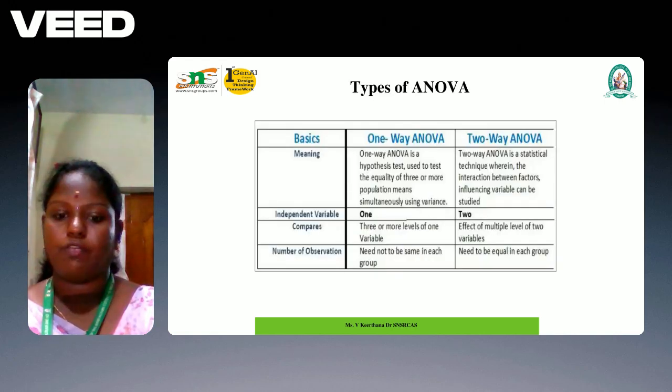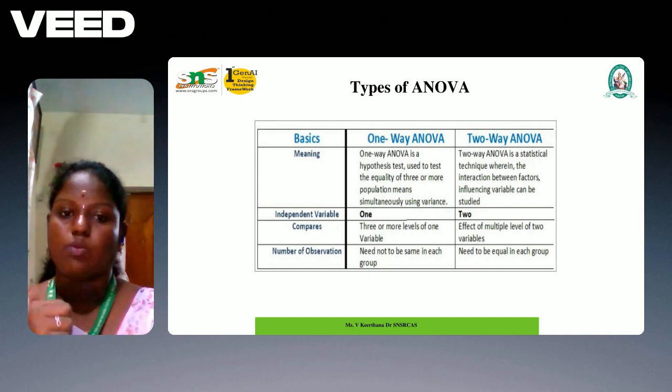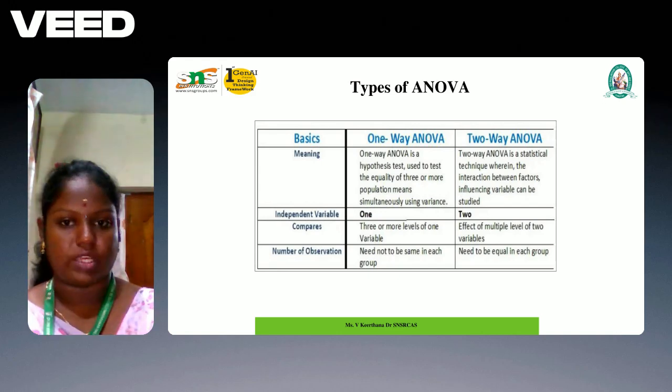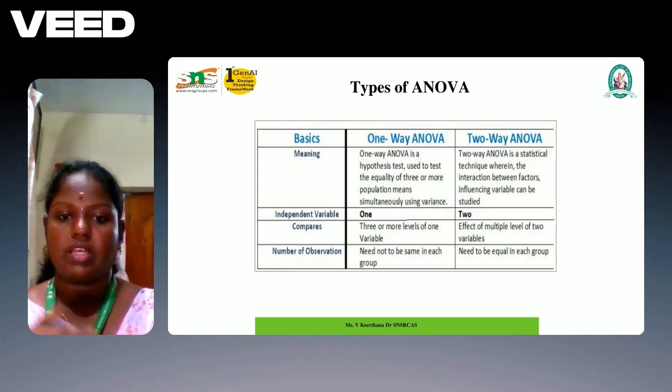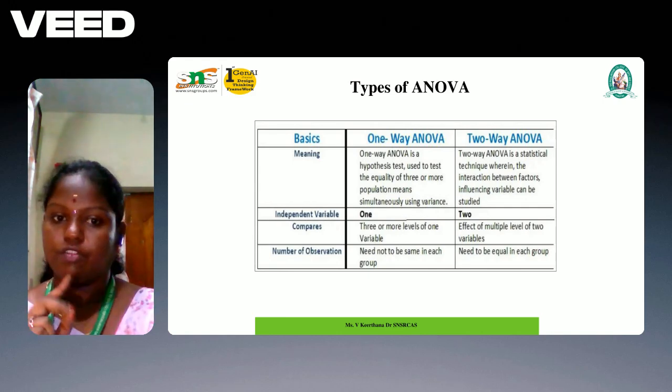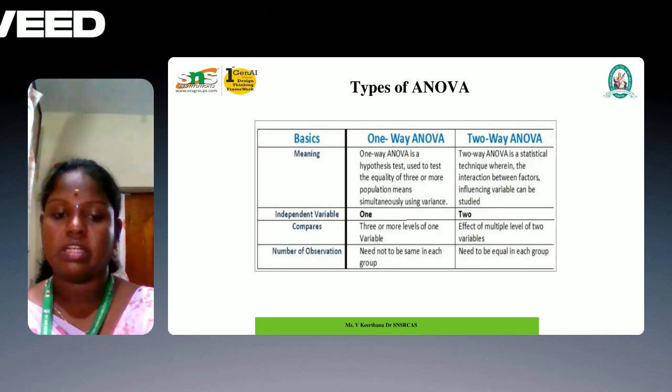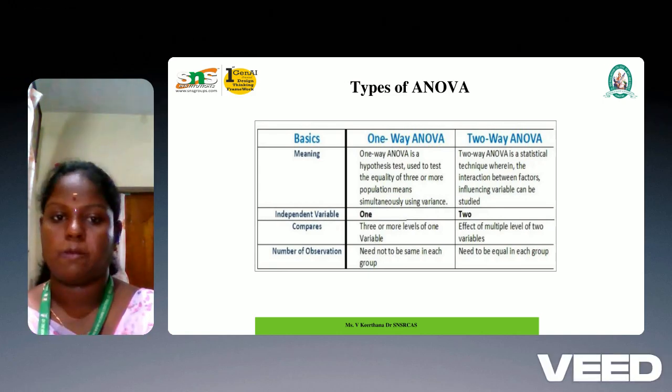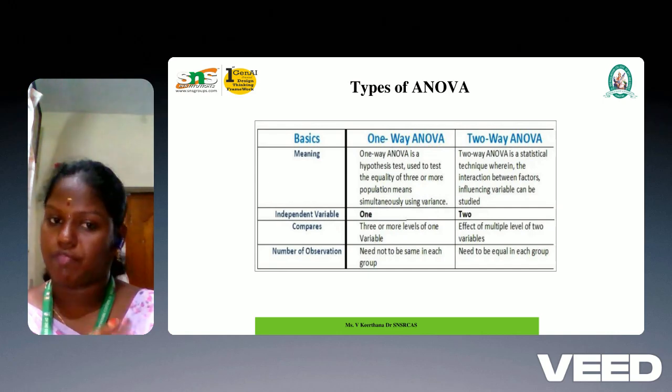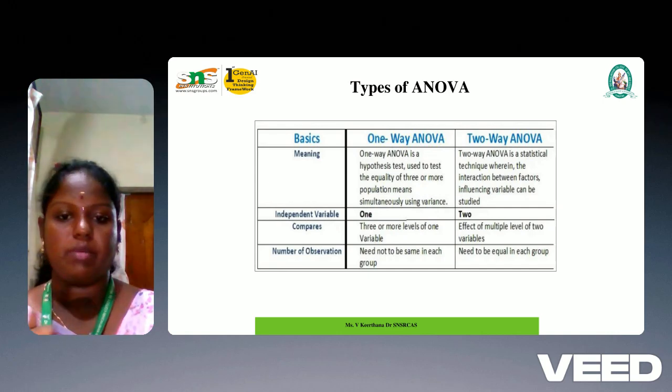So, types of ANOVA. We have seen what ANOVA is. Now we have two types of ANOVA: one is one-way ANOVA and the other is two-way ANOVA. One-way ANOVA is a hypothesis test used to test the equality of three or more population means simultaneously using variance. Two-way ANOVA is a statistical technique where the interaction between factors influencing a variable can be studied.